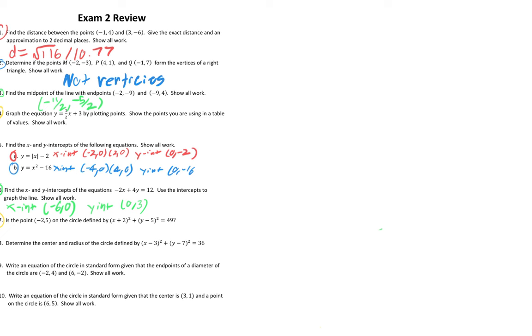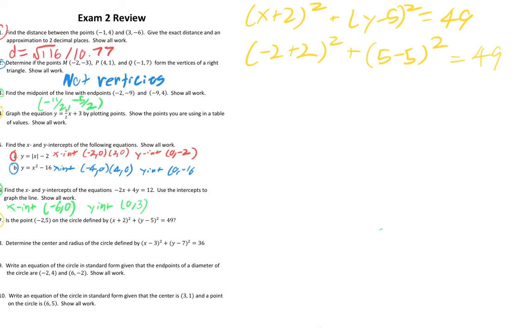So now looking at question 7, is the point (-2, 5) on the circle defined by (x + 2) squared plus (y - 5) squared is equal to 49? So my first instinct is just plug those points in. So we have (-2 + 2) squared plus (5 - 5) squared is equal to 49, right? Those both end up going to 0. So it's going to say 0 is equal to 49, which is not true. So that means that point is not on the circle.